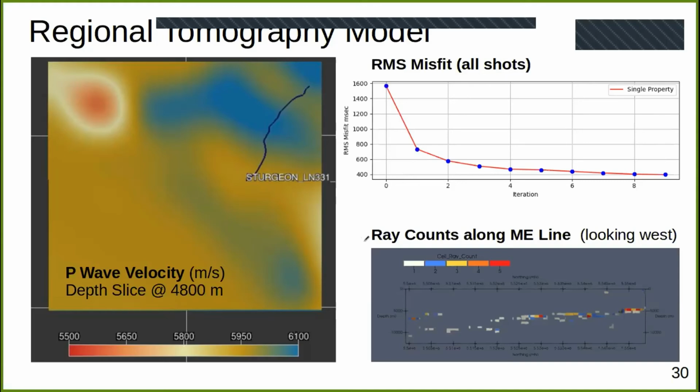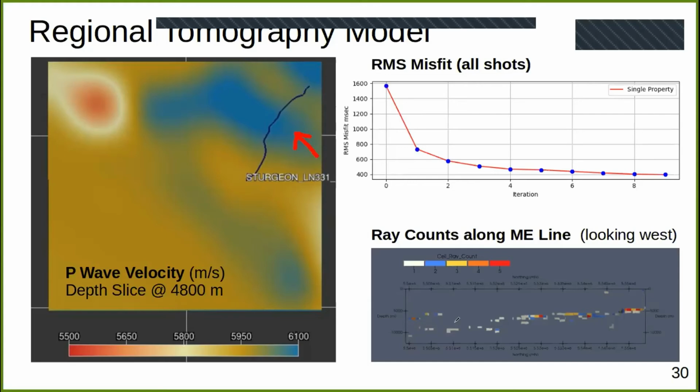And the ray counts can tell me where I can get some information from this, where the Metal Earth line is. So this little image here is just looking northwest as this line here, as if you had rolled it onto here. And these little colors here tell you how many rays pass through each of these cells in here.